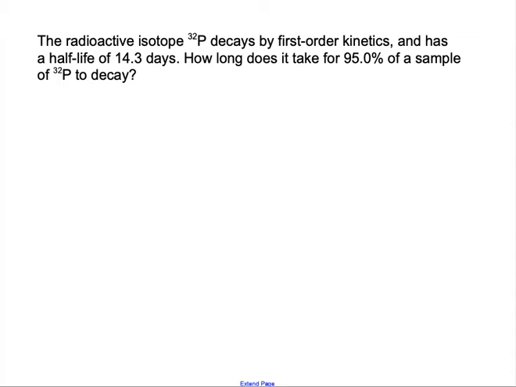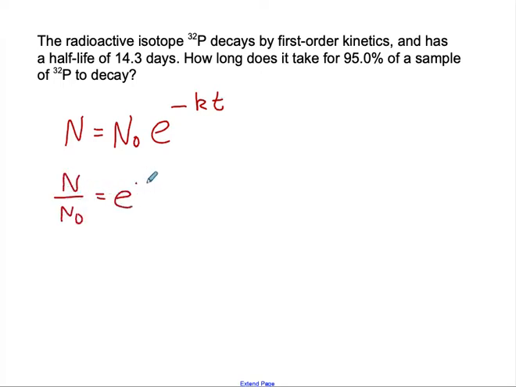First of all, I'm going to rewrite the first-order integrated rate law, not in terms of the concentration, but in terms of the number of nuclei of the isotope that remain, for which I will use N. So I'll write this as N, the number of nuclei remaining at time t, is equal to the initial number of nuclei, N naught, times e to the negative kt. Now, I'm going to rearrange this to isolate time because we are asking how long will it take for 95% of it to decay. So I'll divide both sides by N naught, giving N over N naught equals e to the negative kt. I'll take the natural logarithm of both sides.